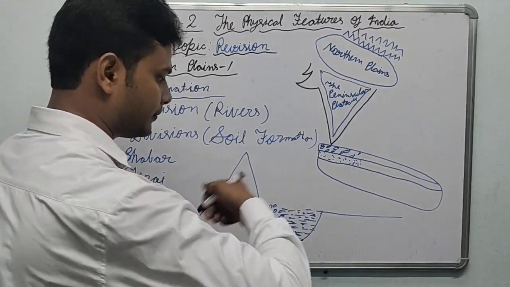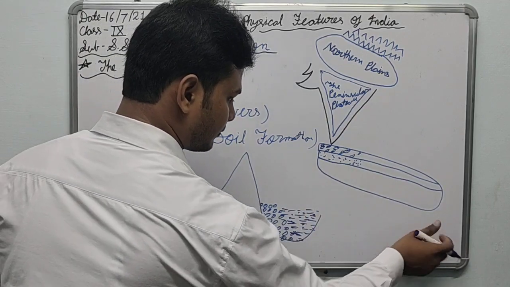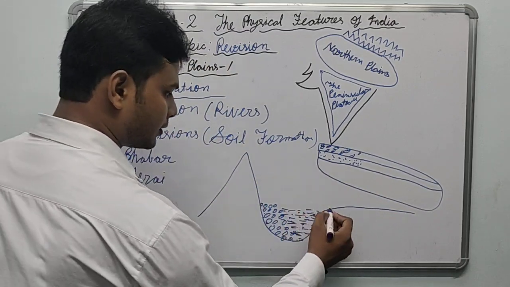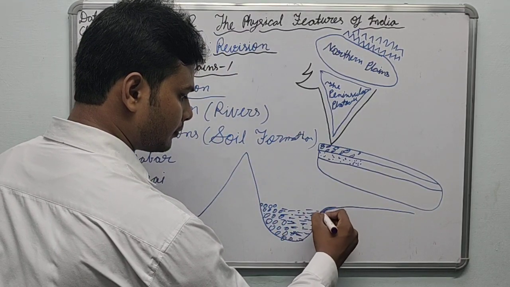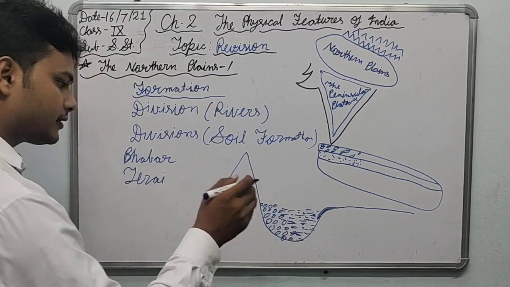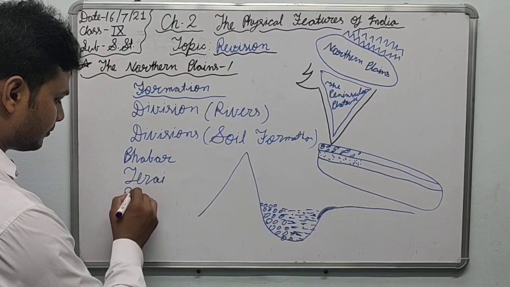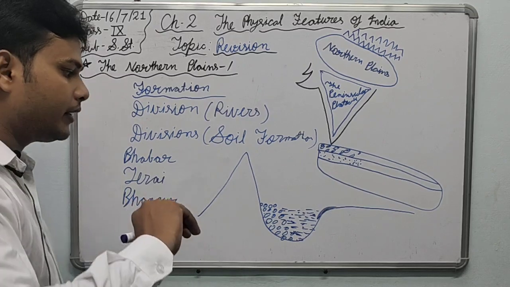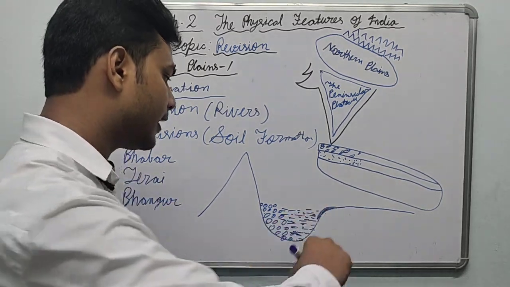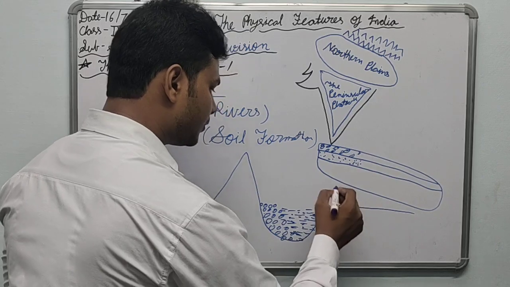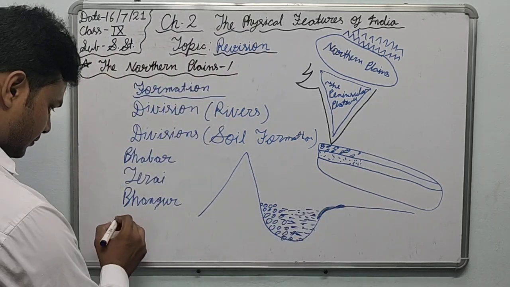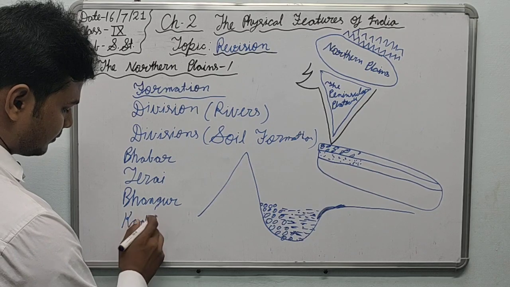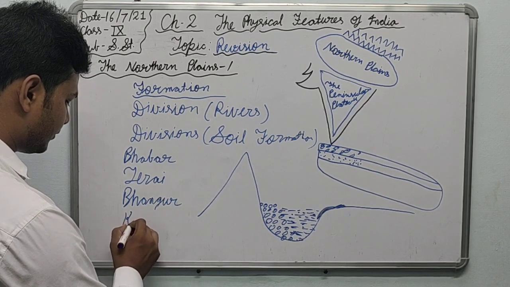After that, this portion. This is a terrace-like structure known as Bhangar. This is Bhangar, and after that, this portion is known as Khadar.